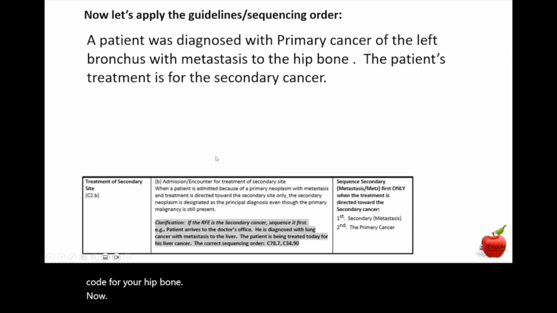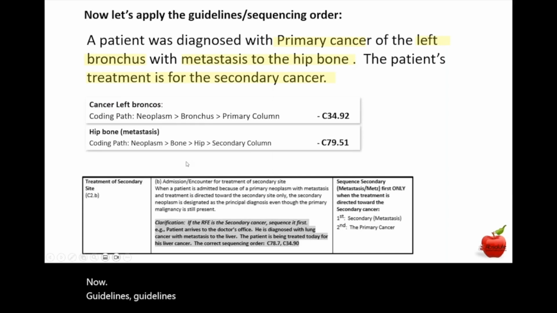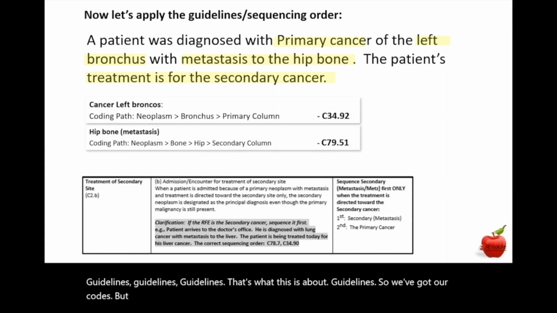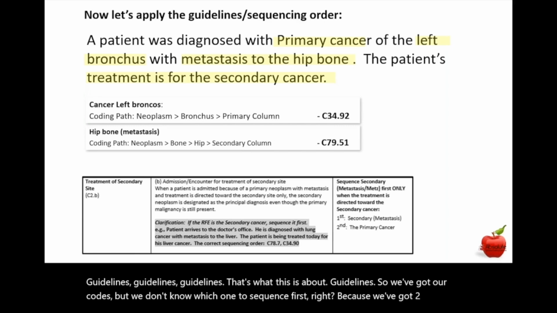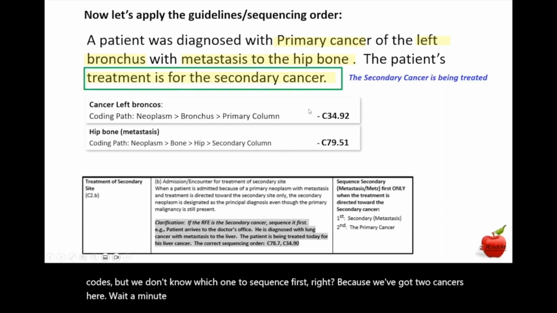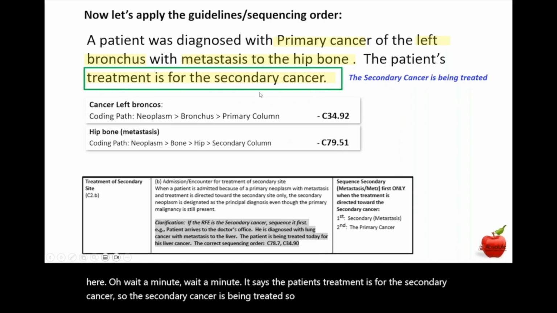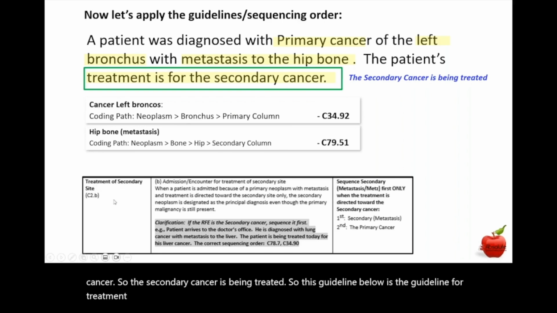Now, that's what this is about, guidelines. So we've got our codes, but we don't know which one to sequence first, right? Because we've got two cancers here. Oh, wait a minute. It says the patient's treatment is for the secondary cancer. So the secondary cancer is being treated. So this is treatment of secondary site.